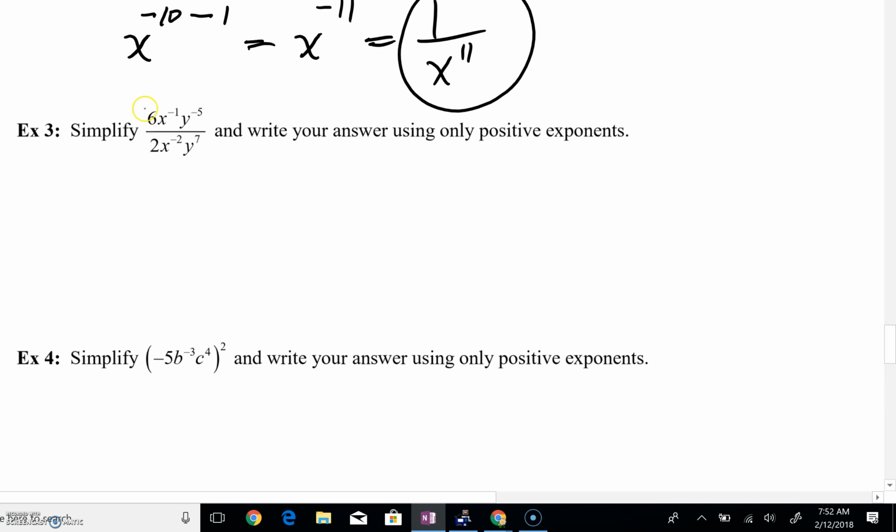Now, number 3, I do want to tell you this much. If you see the 2 numbers written as a fraction, just divide them as normal. If you had 6 divided by 2, you'd just say it's 3.